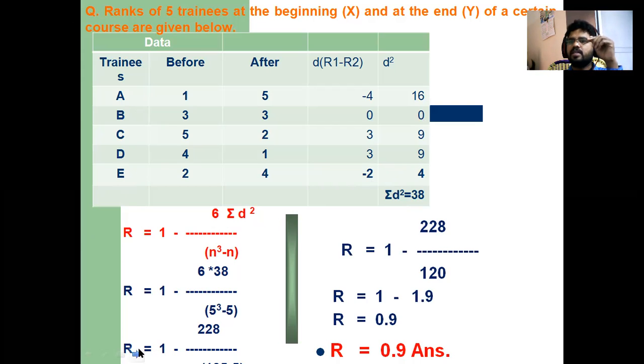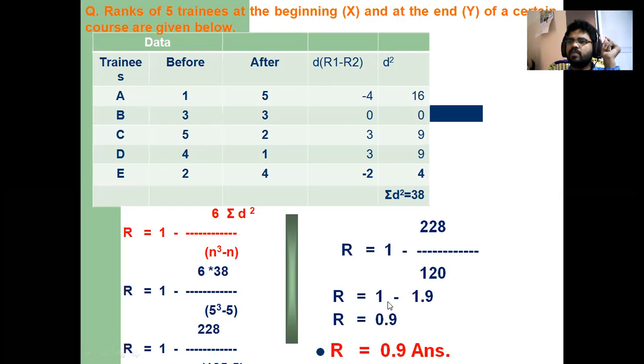Then r equals 1 minus. When you multiply 6 into 38, you get 228, divided by 5 cube minus 5. 5 cube is 5 into 5 into 5: 5 into 5 is 25, and 25 into 5 is 125. So 125 minus 5 is 120. The next step: r equals 1 minus 228 by 120.